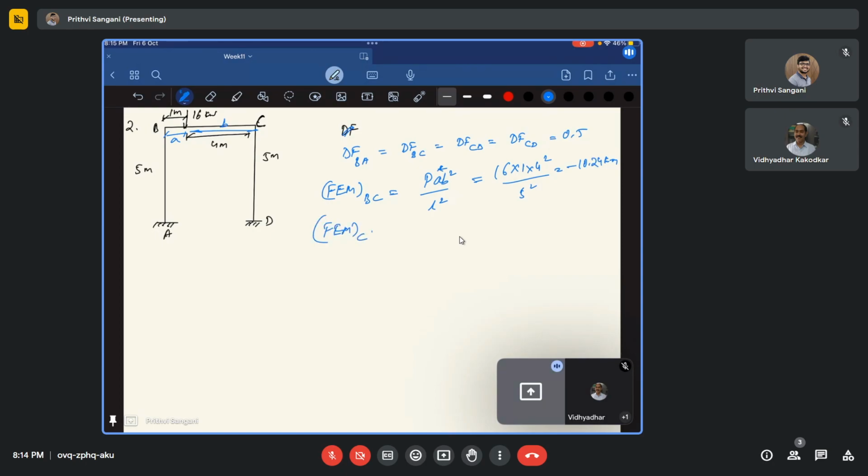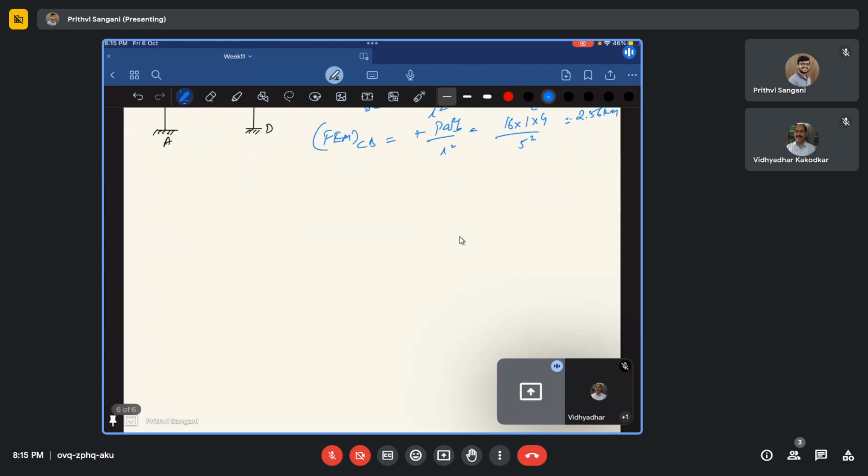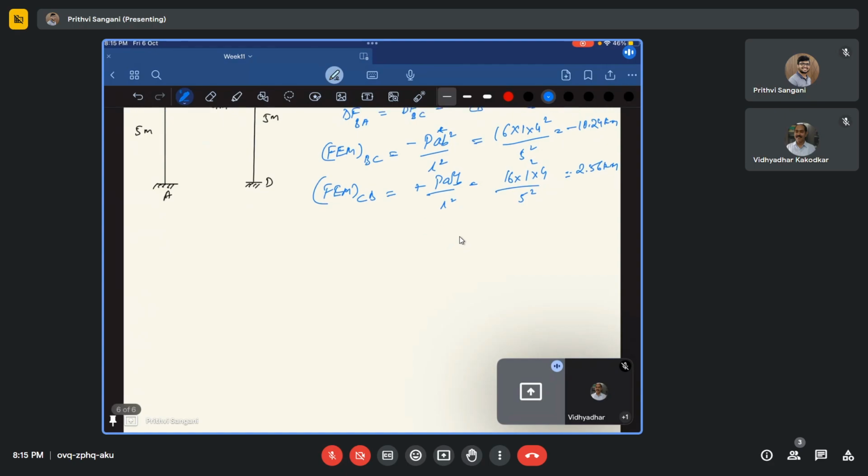So the fixed end moment of CB is plus, because this is PA square B by L square. So 16 times 1 times 4 by 5 square, 64 by 25, 2.56 kilonewton meter. Okay, so 10.24 and 2.56. So this is done, and yeah, let us directly jump into solving the moment distribution.